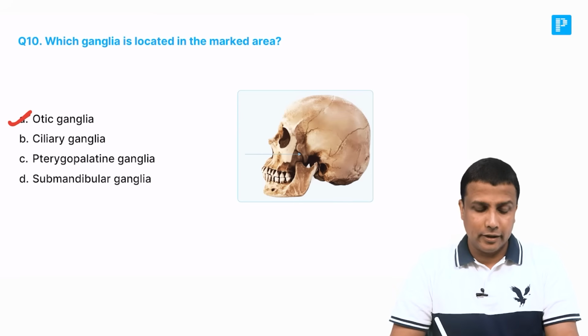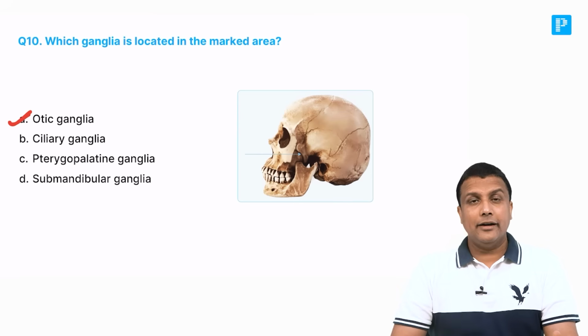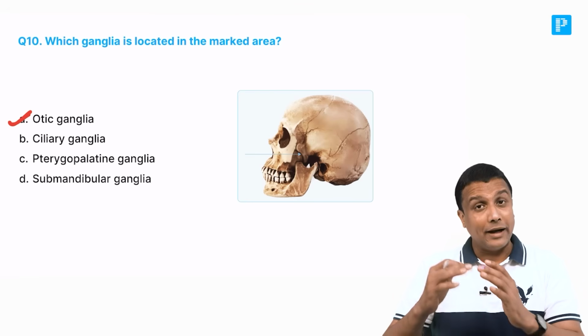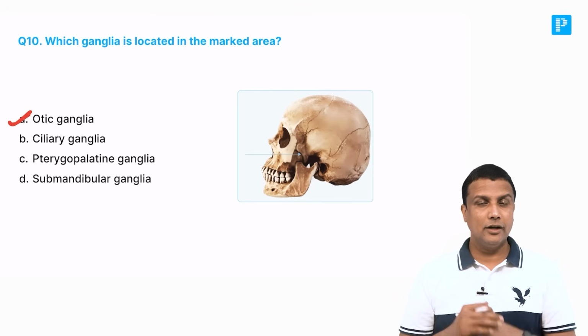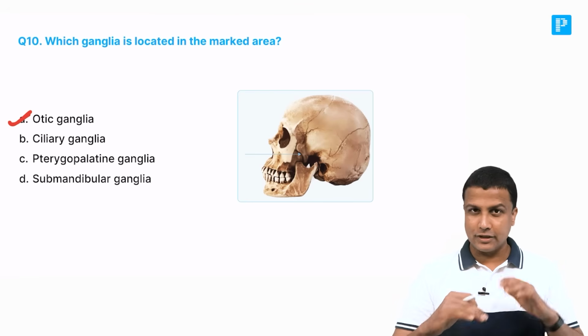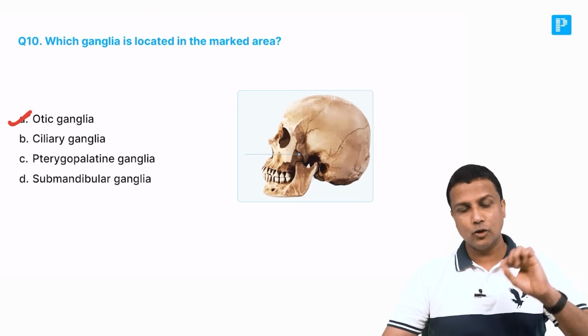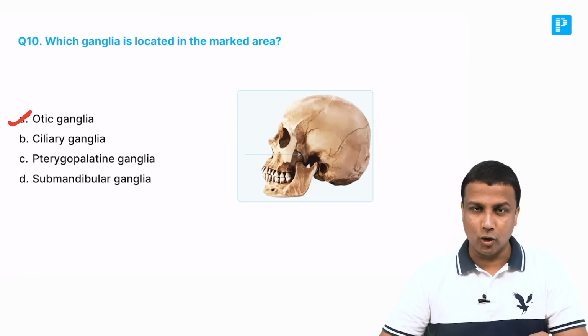That is the otic ganglion. Apart from that, the pterygopalatine ganglion will obviously be present in the pterygopalatine fossa. But the arrow mark which is shown here is actually just below the temporal fossa, that is the infratemporal fossa, and there you will be able to appreciate the otic ganglion.